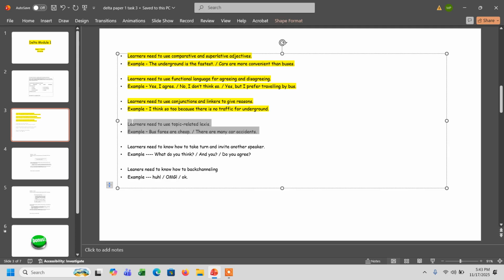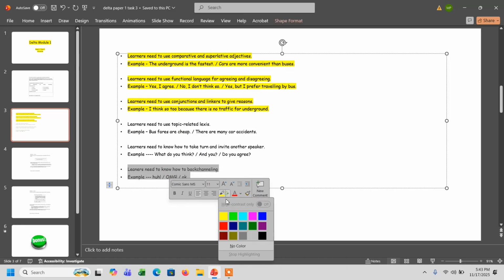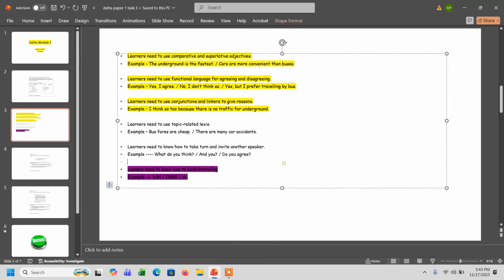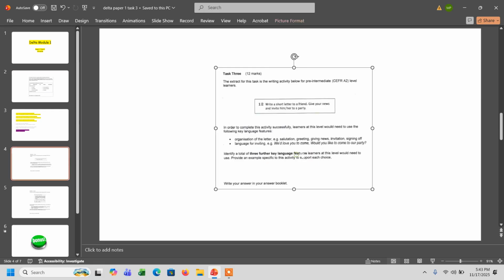And I can also use topic related lessons. The other ones are okay, but not this one. Because this is not the key. You know what I mean, right? This is not the key. So I will remove it. I think that's enough for this task. So let's move on to this one.